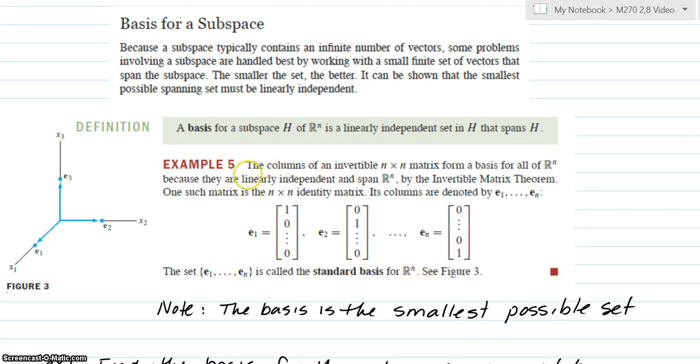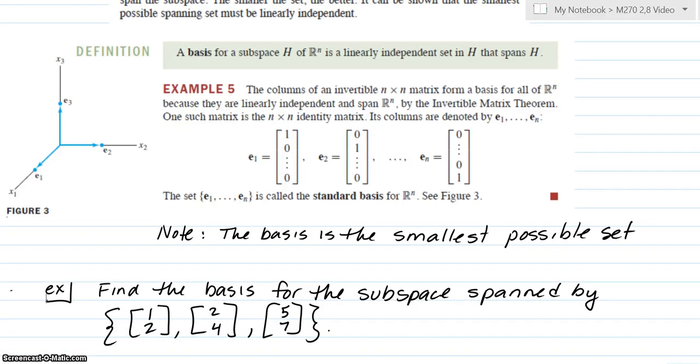And let me just read this here. The columns of an invertible n by n matrix form a basis of all of R^n because they are linearly independent and span R^n by the invertible matrix theorem. So there it is.